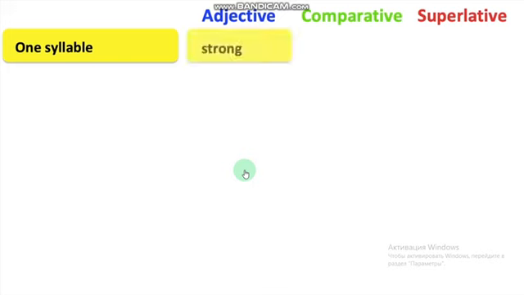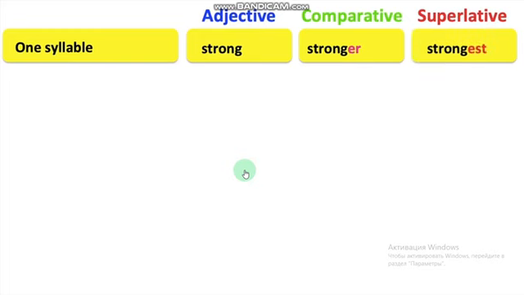For example, strong. The comparative adjective is stronger. So we add er to the end, and the superlative adjective is strongest. We add est to the end.